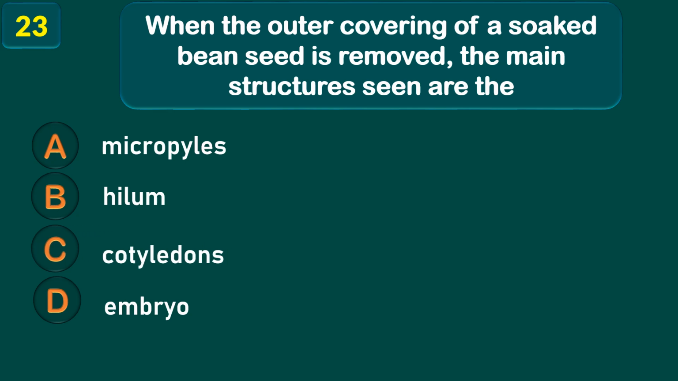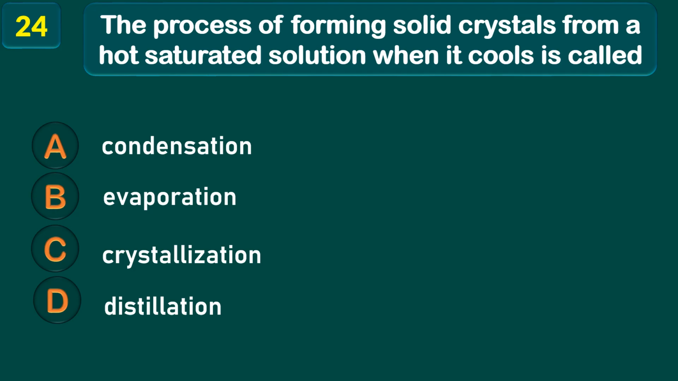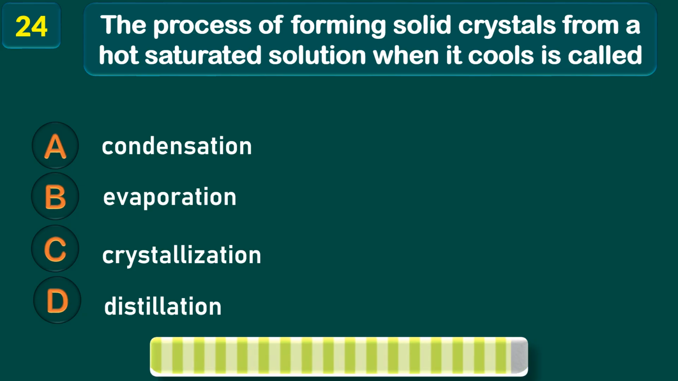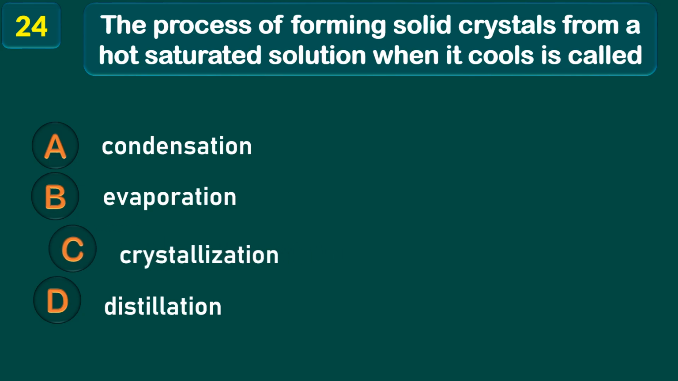Answer: C. cotyledons. The process of forming solid crystals from a hot, saturated solution when it cools is called A. condensation, B. evaporation, C. crystallization, D. distillation. Answer: C. crystallization.